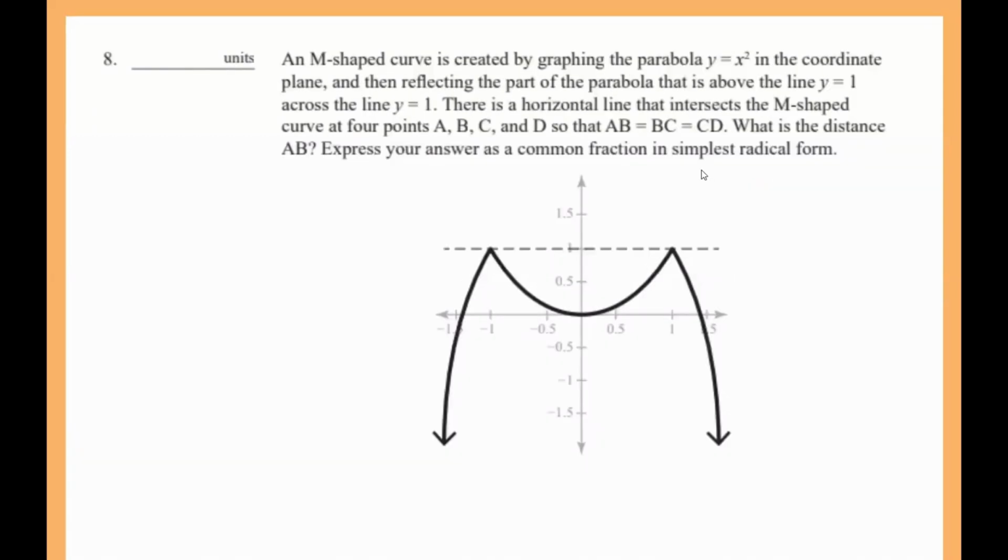Here's number 8. So we have an M-shaped curve created by graphing the parabola y equals x squared in the coordinate plane, and then reflecting the part of the parabola that is below y equals 1 across y equals 1. Okay, and then there's a horizontal line that intersects the M-shaped curve at 4 different points. AB, BC, and CD will be equal, and based on this, what we want is AB. So let's make sure we understand the question.